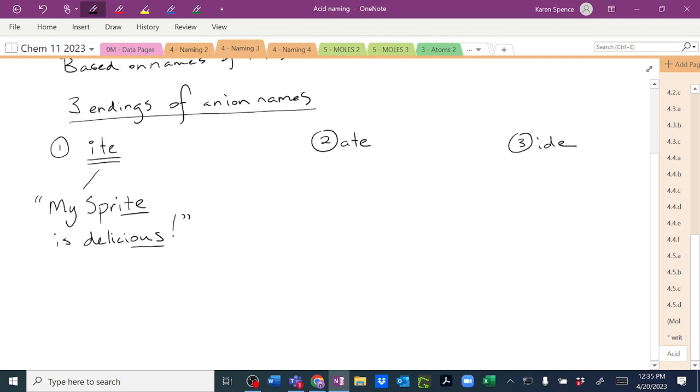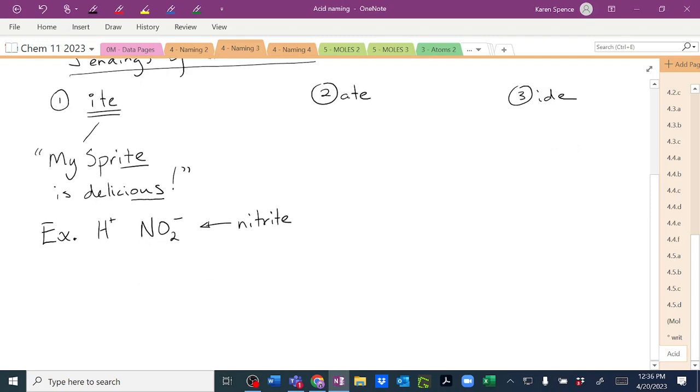So what that means is when you have an ion that ends in ite, you will change the ending of the name so that it becomes ous, O-U-S. So for example, if we had the ion NO2 minus, which is nitrite, we're actually going to do a little bit of formula making as well while we're here. What we've got is we have a positive ion and we have a negative ion. We have a +1 and a -1.